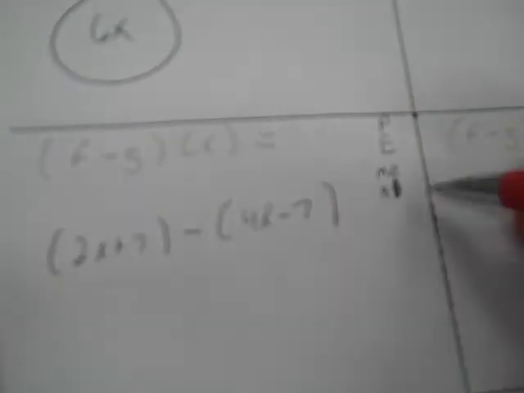Okay, the next one, f minus g of x. Okay, so f, 2x plus 7, minus this time the g, 4x minus 7. Now when we have minus, I'm still thinking PEMDAS. Not going to worry about the subtraction because we're going to change the subtraction to addition, and that 4 is going to be negative and that 7 is going to now be positive. I just reverse the signs in the second expression.